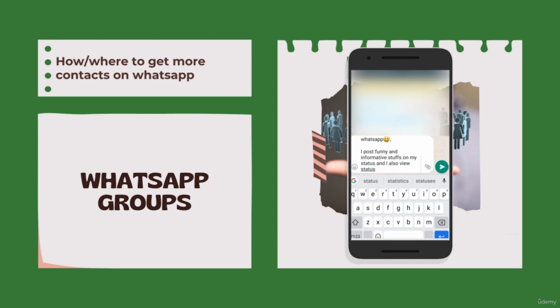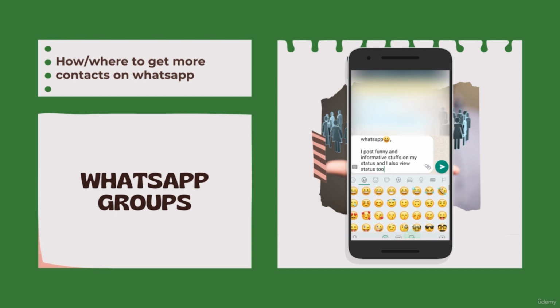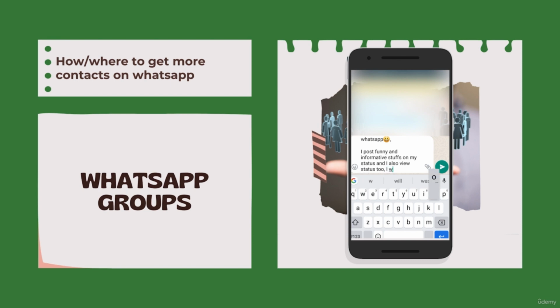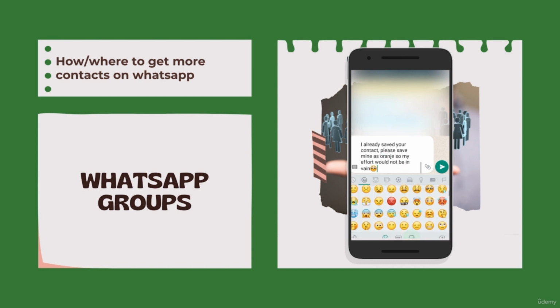And I also include that I also view their status so that they will not feel it's a one-way thing. After telling them why they would want you as part of their contacts, then you're going to make it a little bit more compelling. This is a trick I do that always works. I tell them that I've already saved their contact, so let my saving their contact not be in vain. Then I put a little puppy dog face, like I'm pleading.